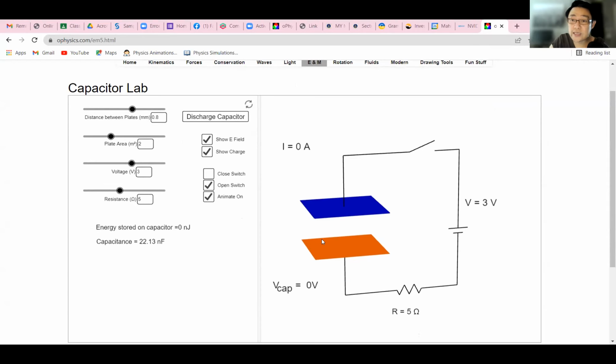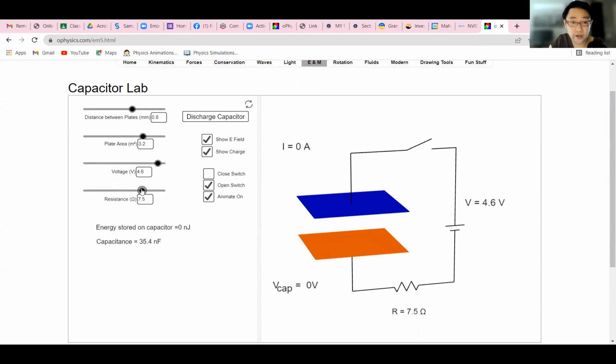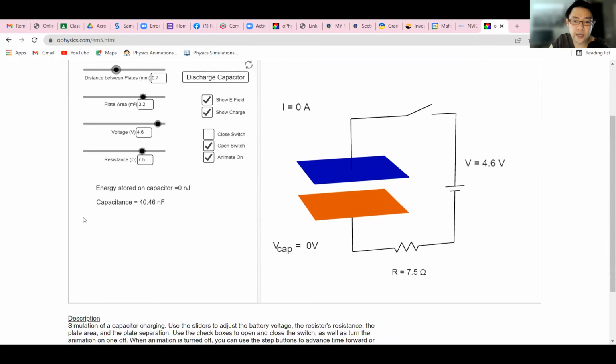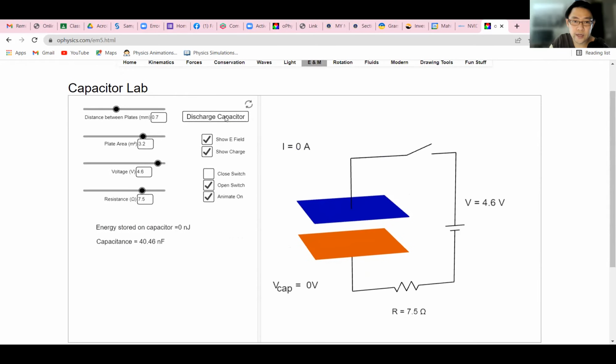Again, this is the easiest type of capacitor, which is a parallel plate capacitor. What you can do is show the electric field, and you can change the plate area a little bit. You can change the voltage across, the resistance, which we will eventually calculate, and the distance between the plates. So there are a couple of parameters you can adjust. And then you close the switch. See that?